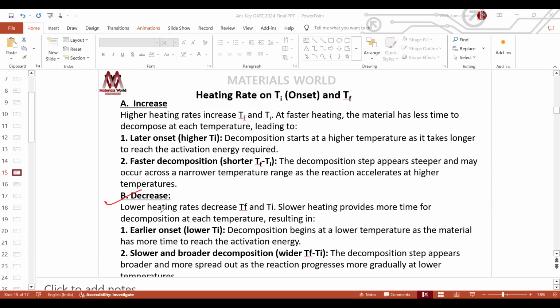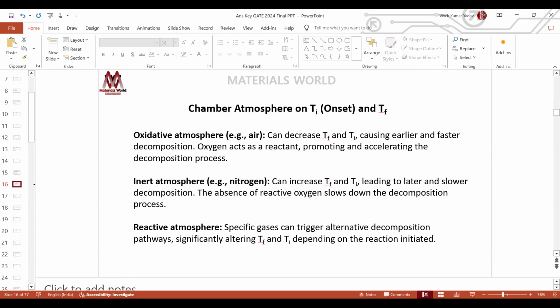And if you decrease the heating rate, what will happen? The decomposition range will be broader, and the onset will be earlier, but it will shift towards the right. It is obvious. Now, chamber temperature: what is the effect on Ti and Tf is given here.